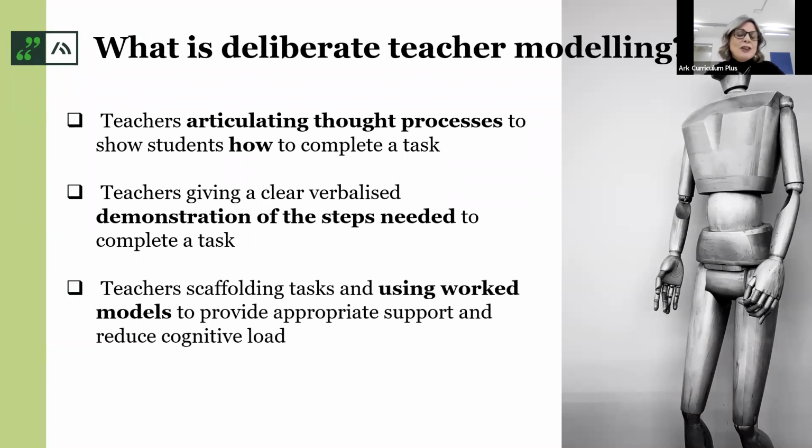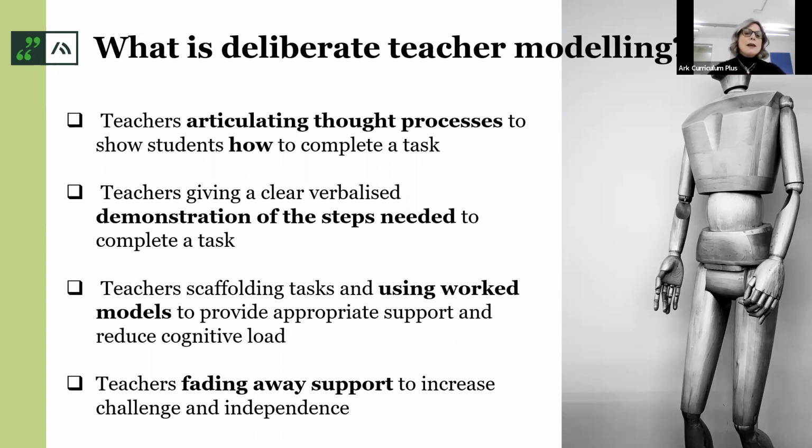You can use scaffolded tasks and worked models to provide appropriate support and reduce cognitive load. Then as students become more confident, you fade away that support. So the first time that you do it, you might really explicitly model and write an example paragraph in front of students on the board. And I know that feels a bit like putting yourself out there. But let's be honest, that's what we're asking our students to do, isn't it?